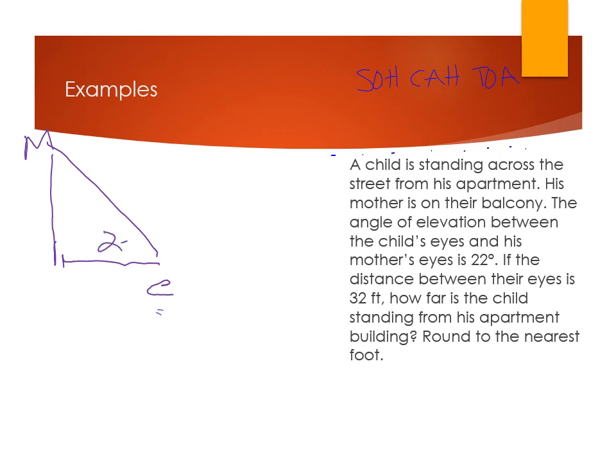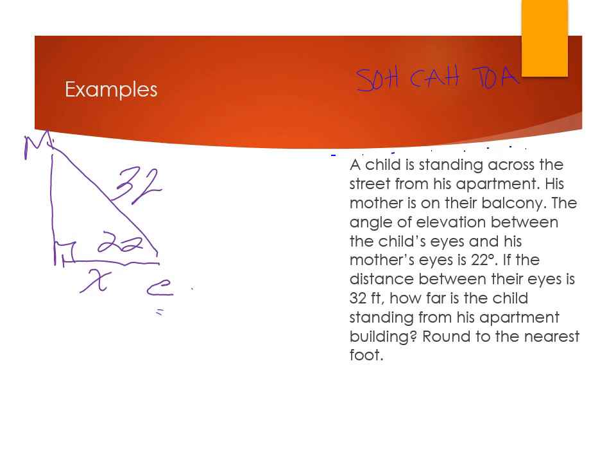So it's right here. So the ground makes a right triangle with the building. And if the distance between their eyes is 32 feet, so mom's eyes are at the top of the triangle, child's eyes are at the bottom. So this is where your 32 feet is, your hypotenuse. We want to know how far the child is standing from the apartment building. So we're looking for this. Sometimes we call that the horizontal distance or the ground distance.